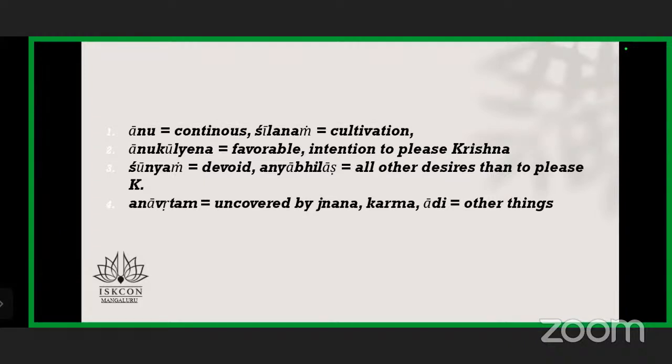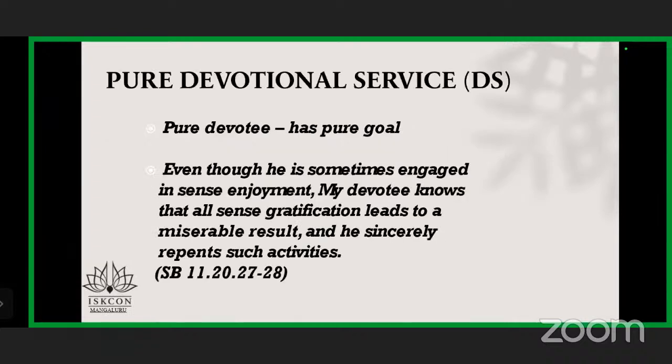That is very important. Shunyam, that is devoid. Devoid from what? That is all other desires than to please Krishna. Anavritam, uncovered by the jnana, karma, and so on. That means other things. That is all kinds of material desires are to be thrown out.